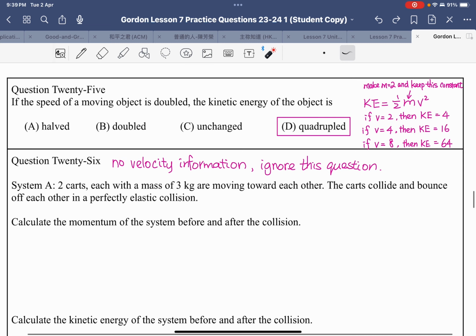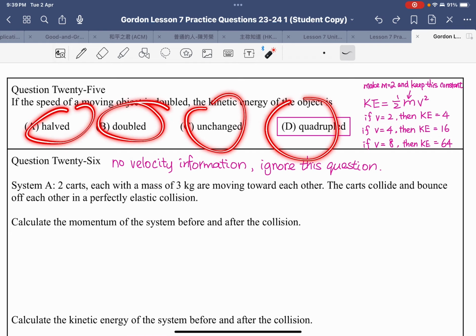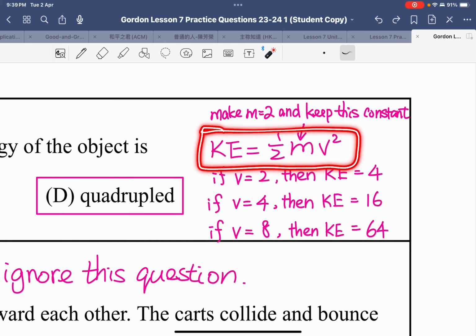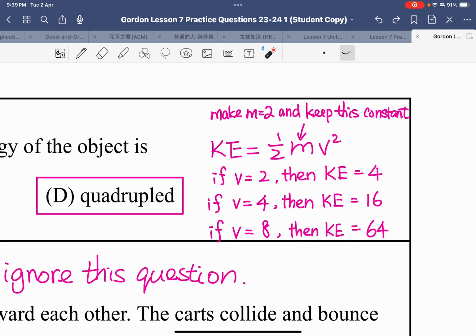Okay, question 25. If the speed of a moving object is doubled, the kinetic energy of the object is what? Is it halved, doubled, unchanged, or quadrupled? Now, this equation has been provided to you in the diagram at the very beginning. So if we sub in some numbers and see how that changes kinetic energy, then we have these numbers right here. So what I'm doing right here is I'm making M 2.